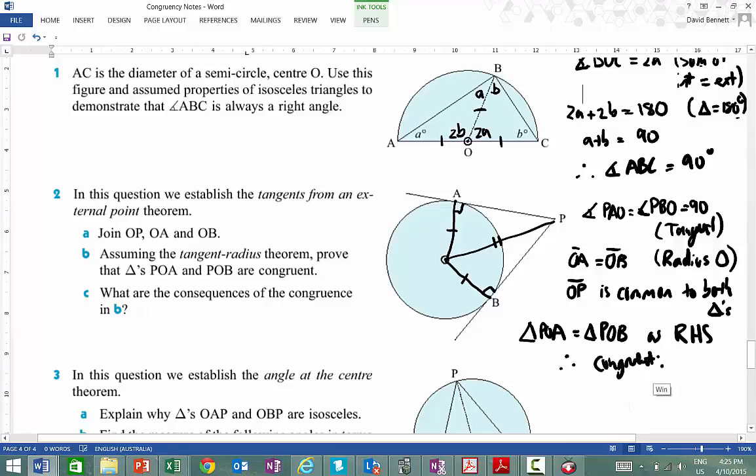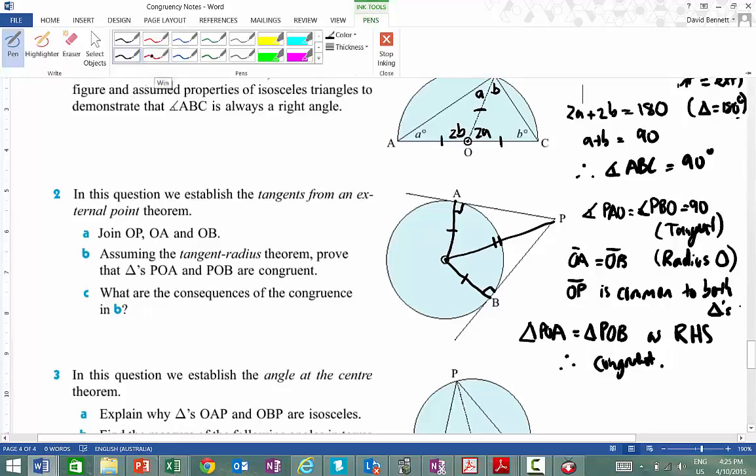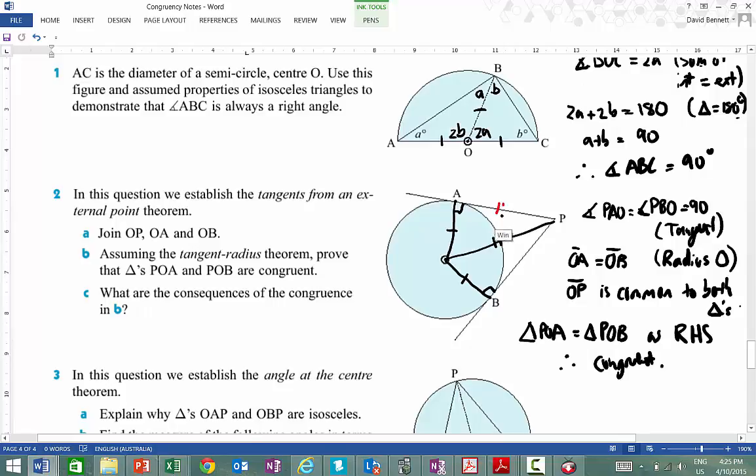Now, the last part of this asks what the consequences of the congruency are in part B. Well, if they're congruent, that means that the corresponding sides, AP and BP, have to be equal. So that's what the proof actually tells you about those particular triangles here.